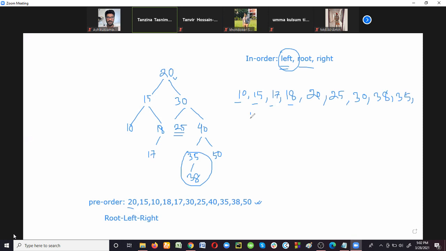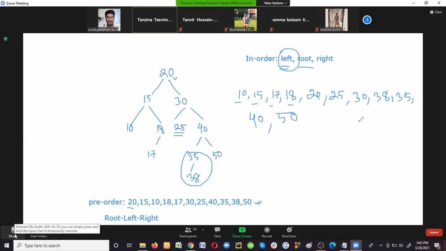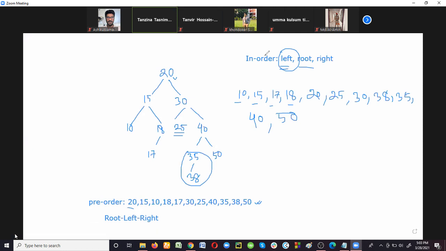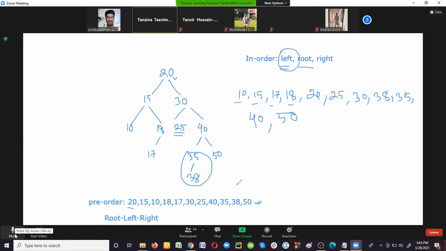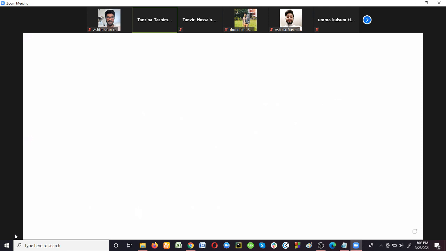Is that clear? What is in order traversal? The sequence is left, root, right, and we are using this recursive function until we get the leaf node. Is that clear? Yes, ma'am. Yes. Okay, so I'm giving you another structure.